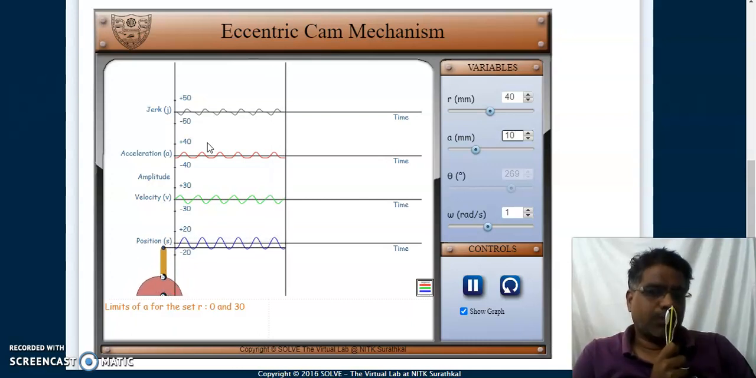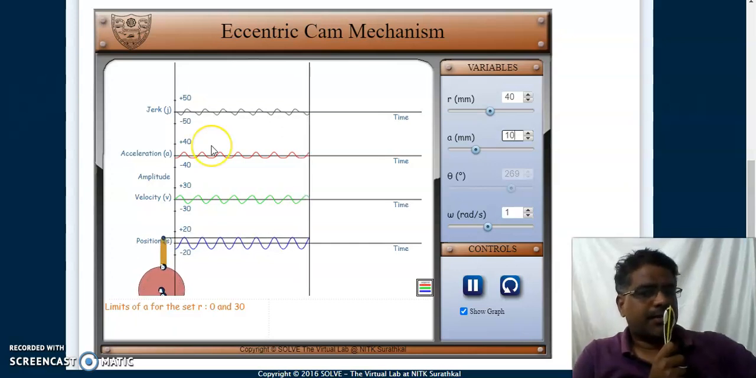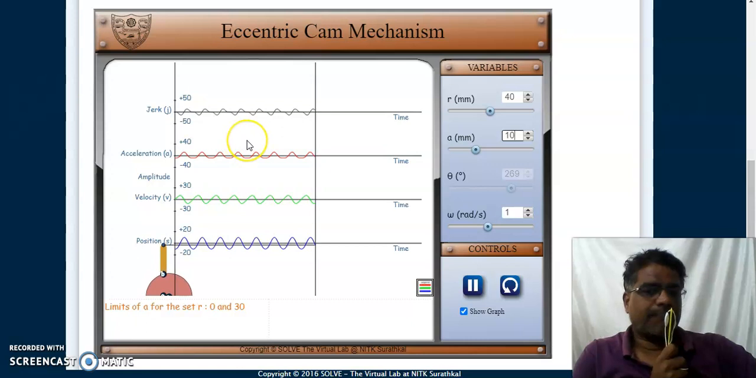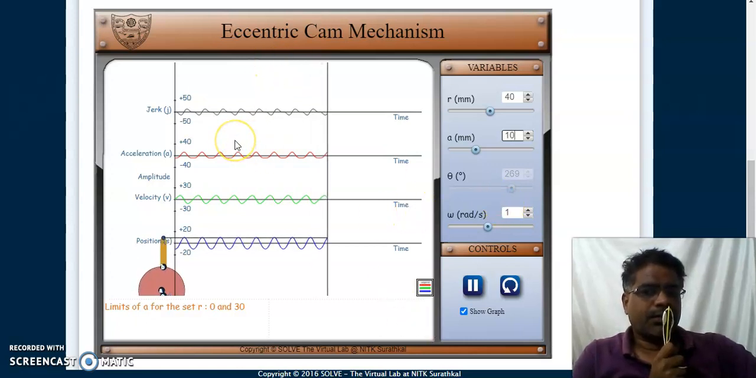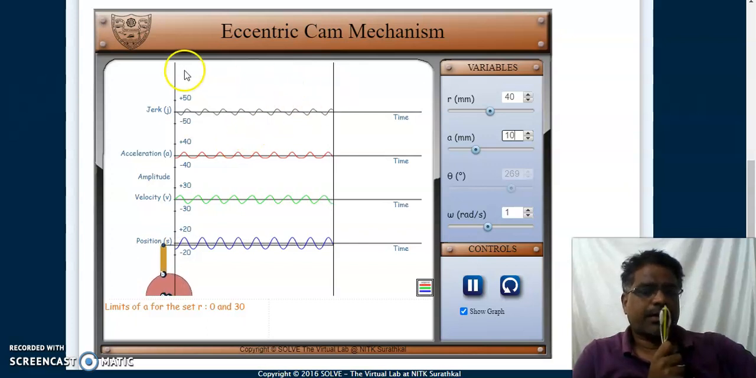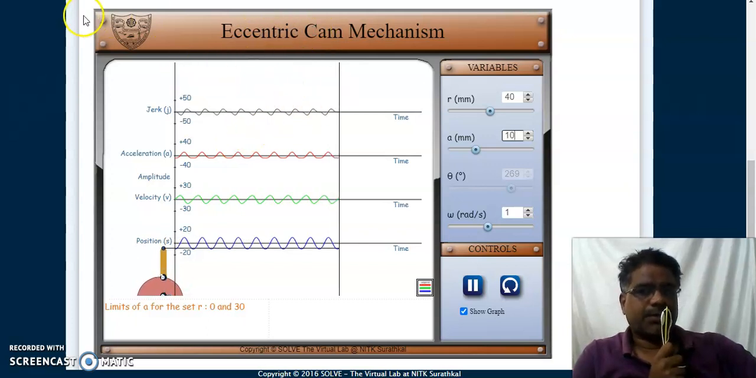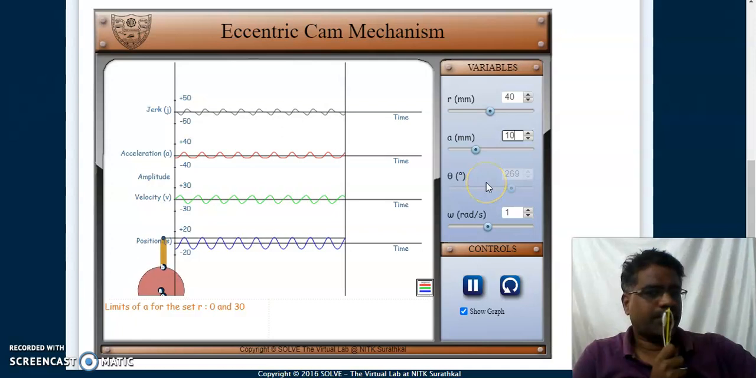Suppose we have two cases. In one case the pressure angle is 5 degrees, in the other case it is 10 degrees. In the second case, I can say that the cam is changing its profile more rapidly, so more jerk will occur. Like this, using the virtual labs, we can perform a number of experiments.